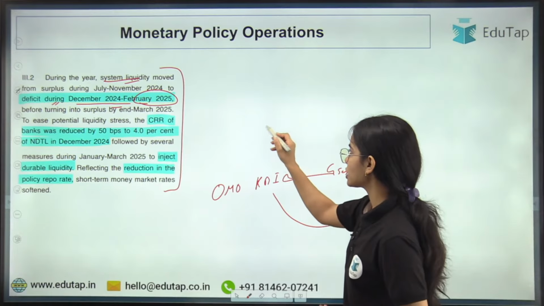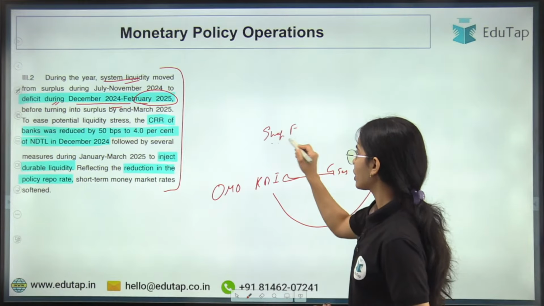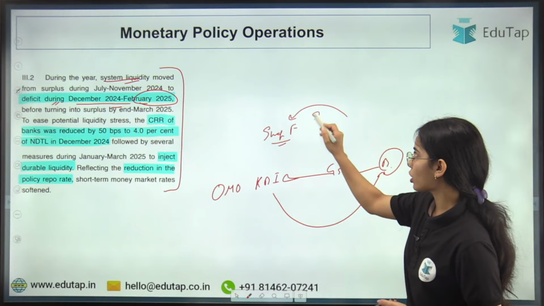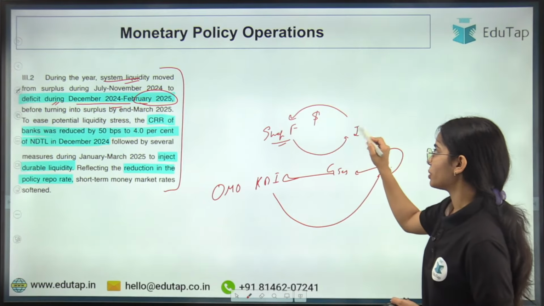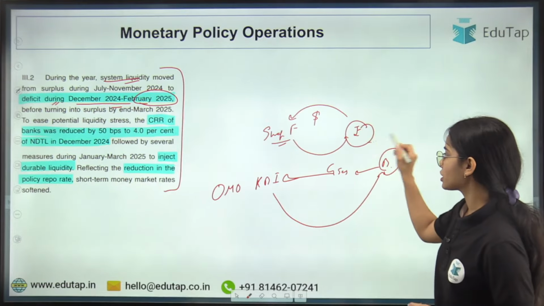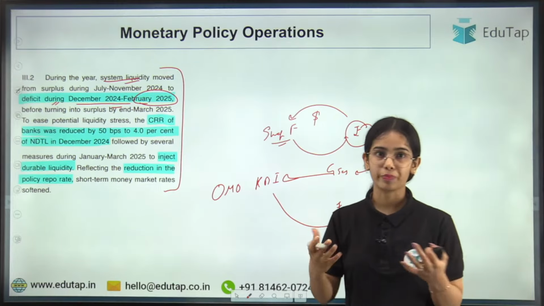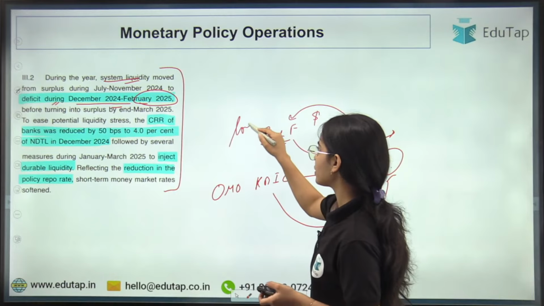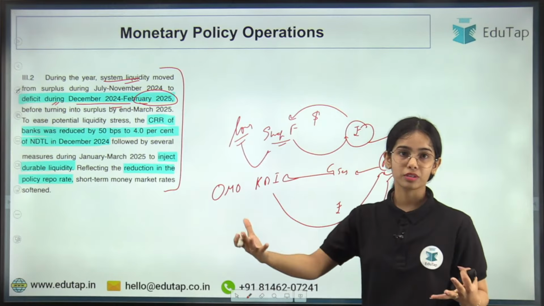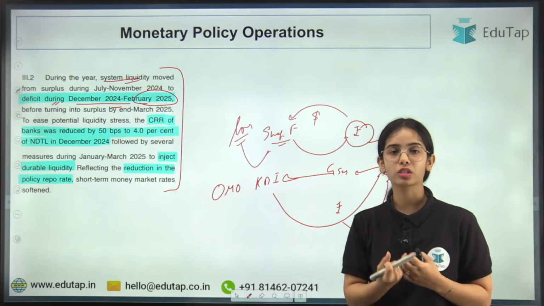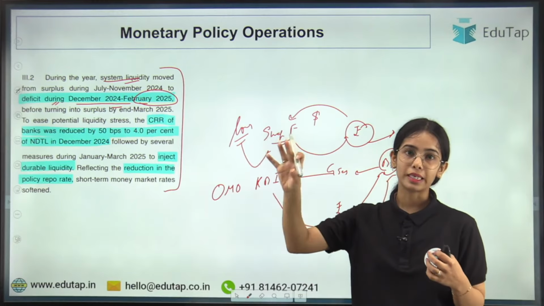RBI also conducted the swap facility. It bought the dollars and it provided the rupees to the banks. So rupees was further injected into the economy, into the system. A long-term swap facility was also done, in which RBI bought the dollars and RBI released the rupees.